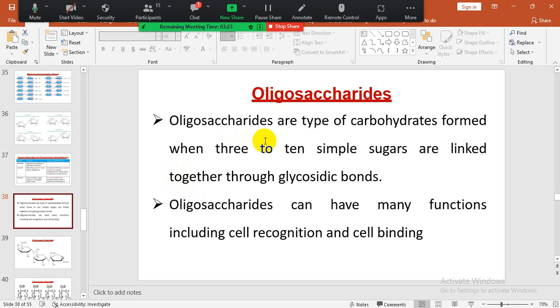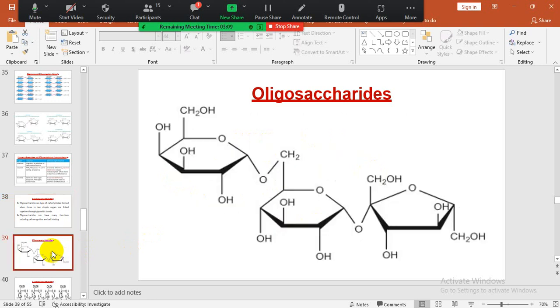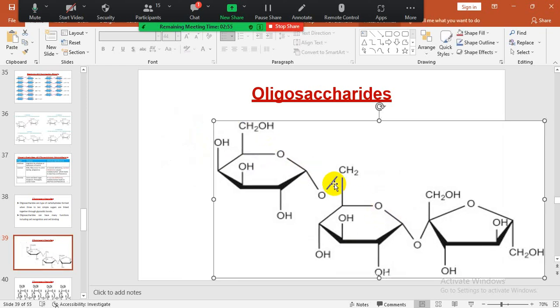Oligosaccharides, like I said, are a type of carbohydrates formed when 3 to 10 simple sugars are linked together through glycosidic bonds. Oligosaccharides can have many functions, including cell recognition and cell binding. These are oligosaccharides. You can see the glycosidic bonds. Oligo means between 2 or 3 to 10 sugar units. So how many sugar units are here?